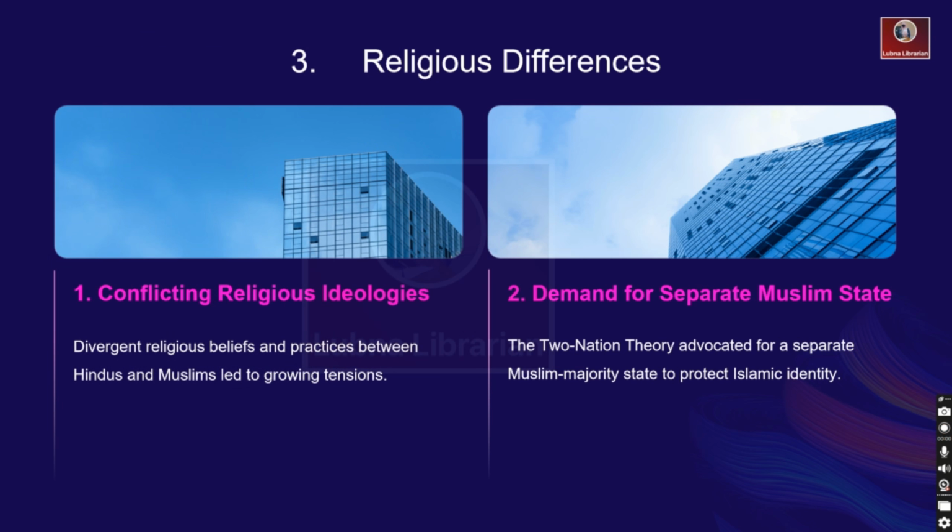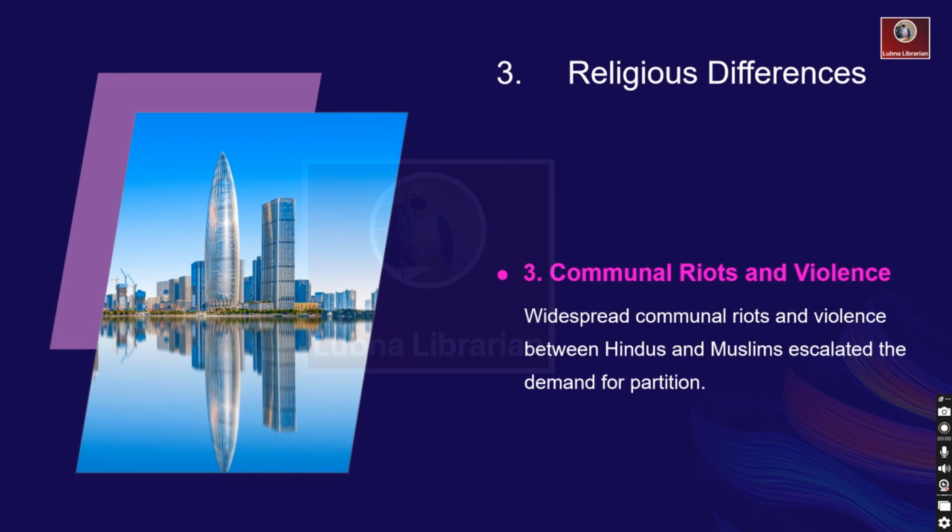3. Religious differences. 1. Conflicting religious ideologies. Divergent religious beliefs and practices between Hindus and Muslims led to growing tensions. 2. Demand for separate Muslim state. The two-nation theory advocated for a separate Muslim majority state to protect Islamic identity. 3. Communal riots and violence. Widespread communal riots and violence between Hindus and Muslims escalated the demand for partition.